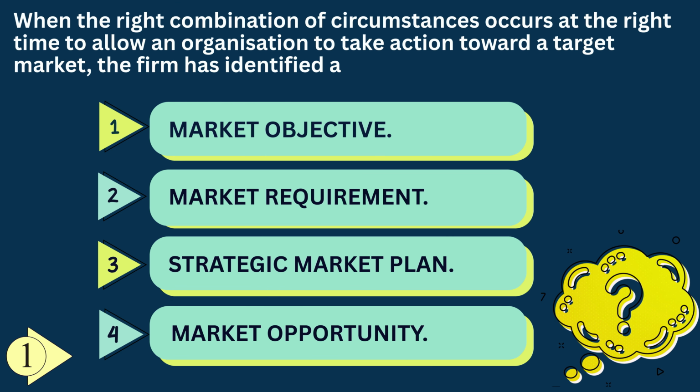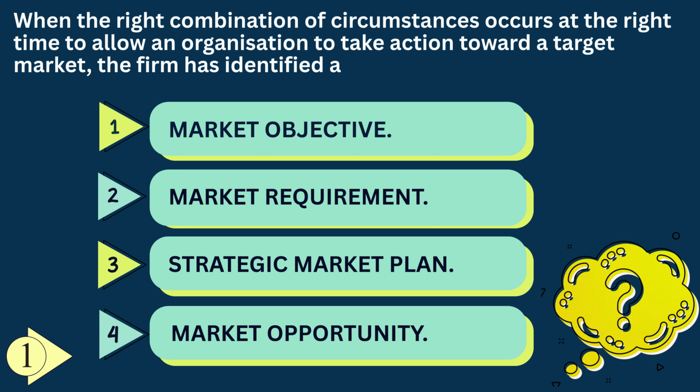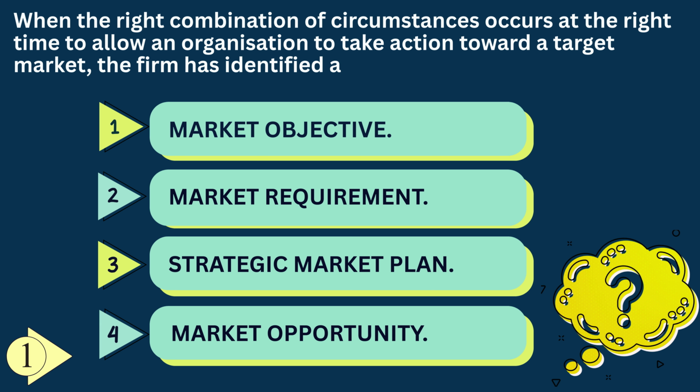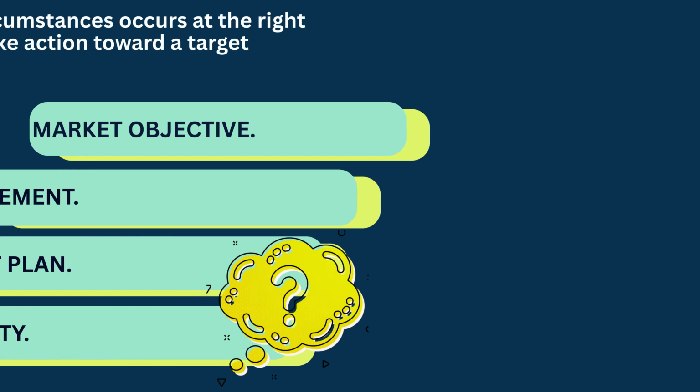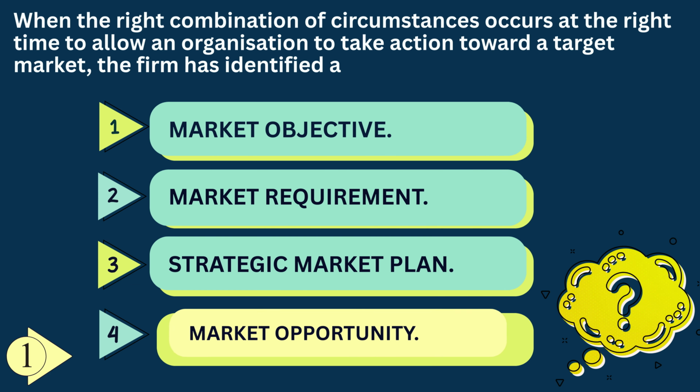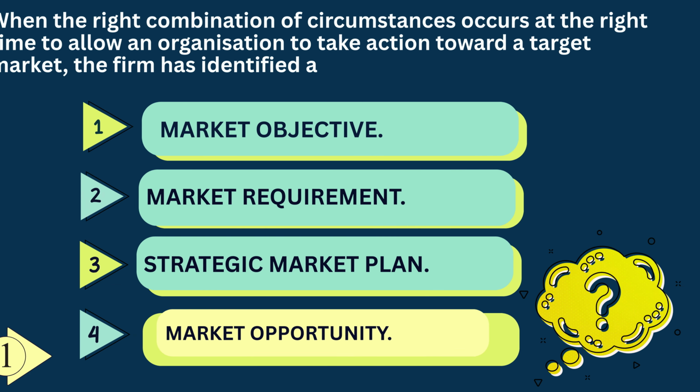When the right combination of circumstances occurs at the right time to allow an organization to take action towards a target market, the firm has identified a: option 1, market objective; option 2, market requirement; option 3, strategic market plan; and option 4, market opportunity. And the correct answer is option 4, market opportunity.